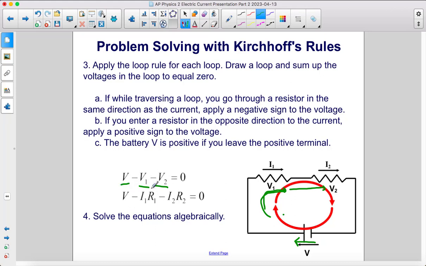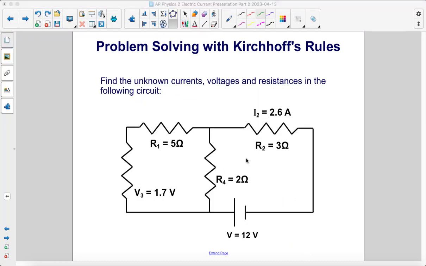All right, and so here we have the voltage drop across resistor 1. We can replace that with Ohm's law. Remember, V equals IR. So therefore, we have I1 R1 and I2 R2. Finally, you just solve these equations algebraically. Let's work through an example together. Find the unknown currents, voltages, and resistances in the following circuit.